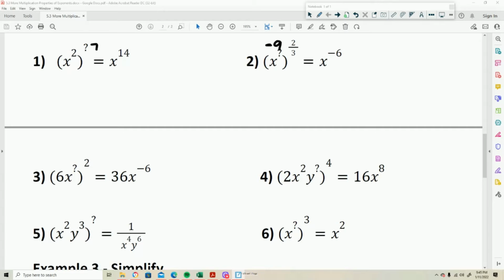Here, I've got 36x to the -6, so 6 squared is 36, which is what we want. To get a negative, this has to be a negative exponent. To get a -6, since I'm multiplying, that has to be a -3. -3 times 2 is -6.